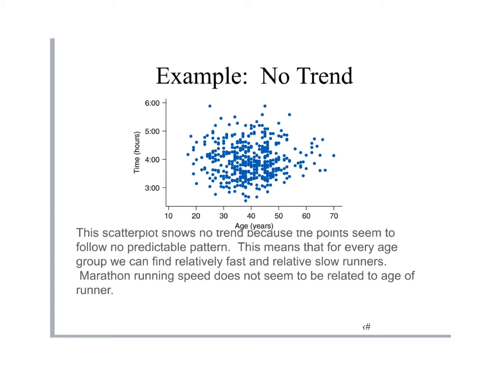Okay, so here's another graph talking about trend. We're looking at the two variables, age and time, and this is running times. So the question would be, do the running times depend on age? But this graph shows no trend whatsoever. If you look at the graph, it's not going in an uphill or downhill direction. It's just all over the place. So there's no trend, and it's nothing that we can predict from looking at this graph. For every age group, we cannot predict the time.